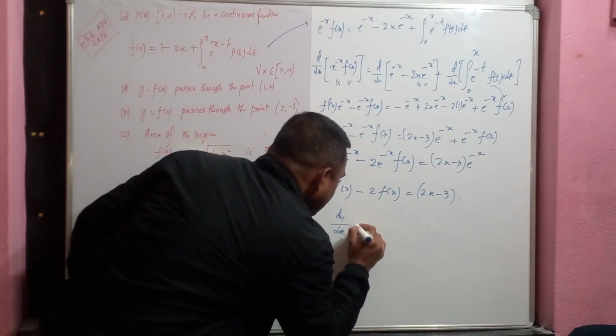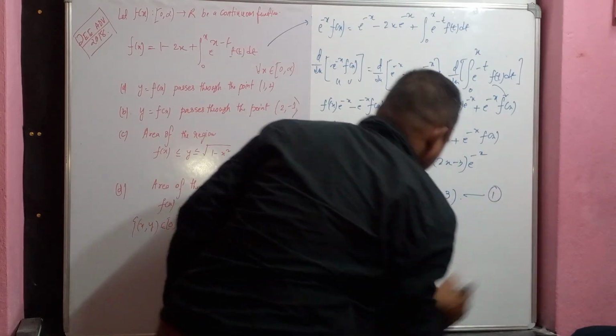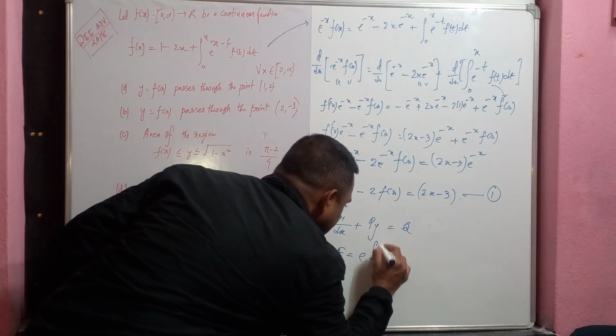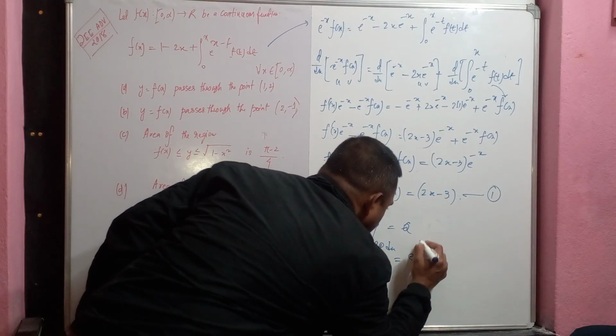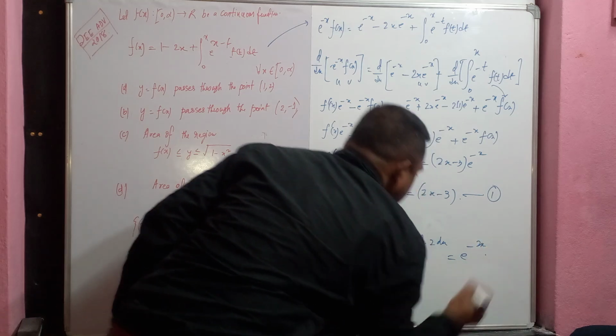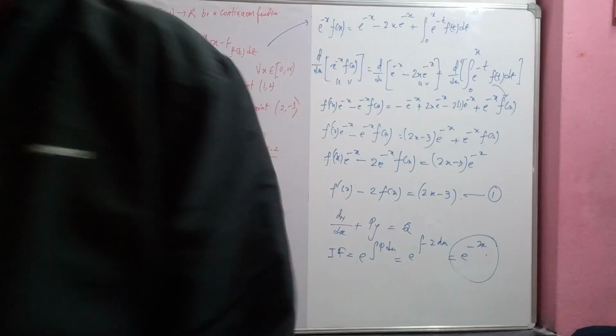Now this is actually an LDE. This is equation 1. Now solve the LDE, where the integrating factor is e to the power integral of p dx. So here it is e to the power integral of minus 2 dx, which is e to the power minus 2x. This is the integrating factor of this differential equation. Solve for f(x), right?